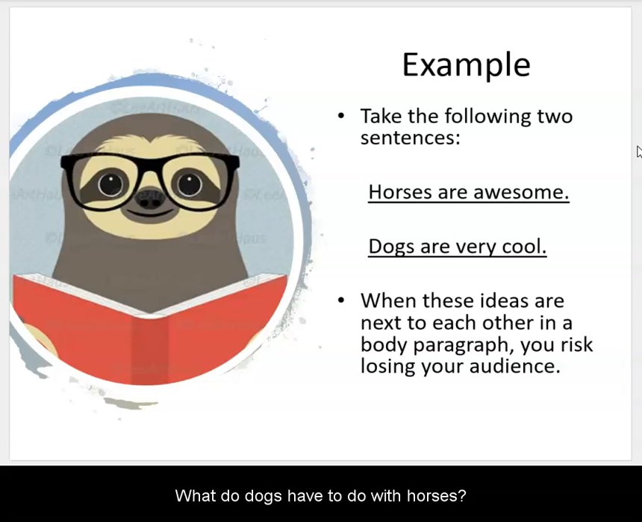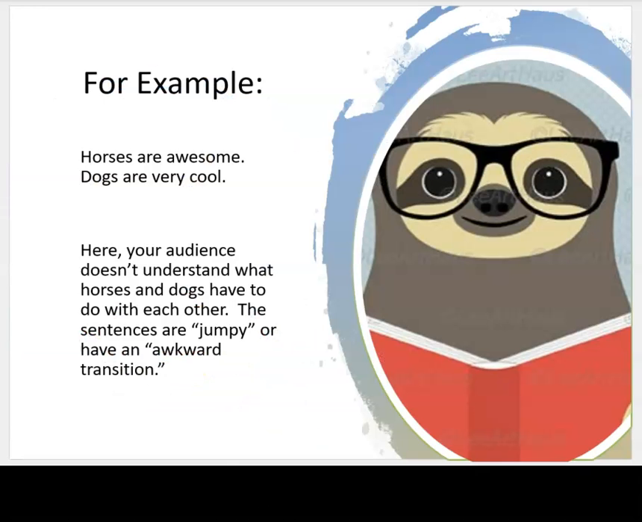It's weird, it's jumpy, it's disjointed. You might lose your audience. Okay? So your audience doesn't understand what horses and dogs have to do with each other. The sentences are jumpy or have an awkward transition, often labeled awk-trans by your teachers.